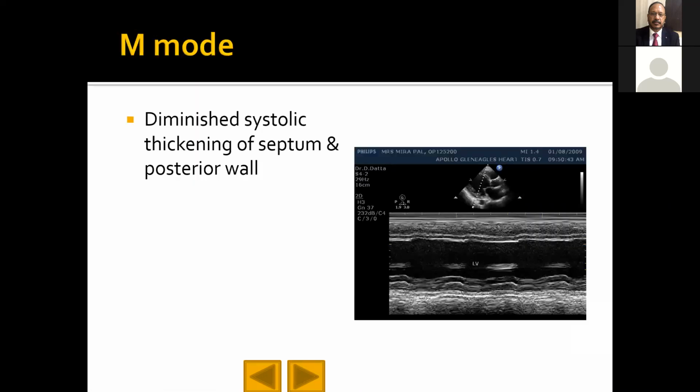An M-mode picture. Look at the contraction. See, these are the diastolic dimensions, and this is the systolic dimension. There is hardly any difference between diastole and systole. See the posterior wall, they are also same.